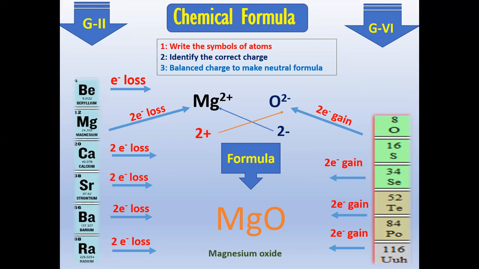So if there are the same charges, they will cancel each other, and we can write that with the same ratio, 1:1.